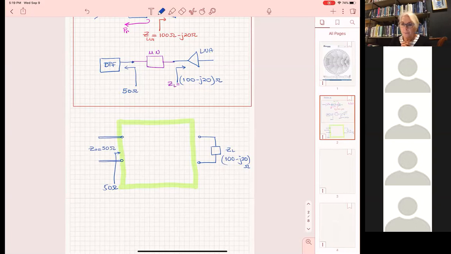Would we need a stub? Yes. What will the stub do? Like cancel the reactive part of the load? Perfect. And then if we cancel the reactive part, what are we left with?